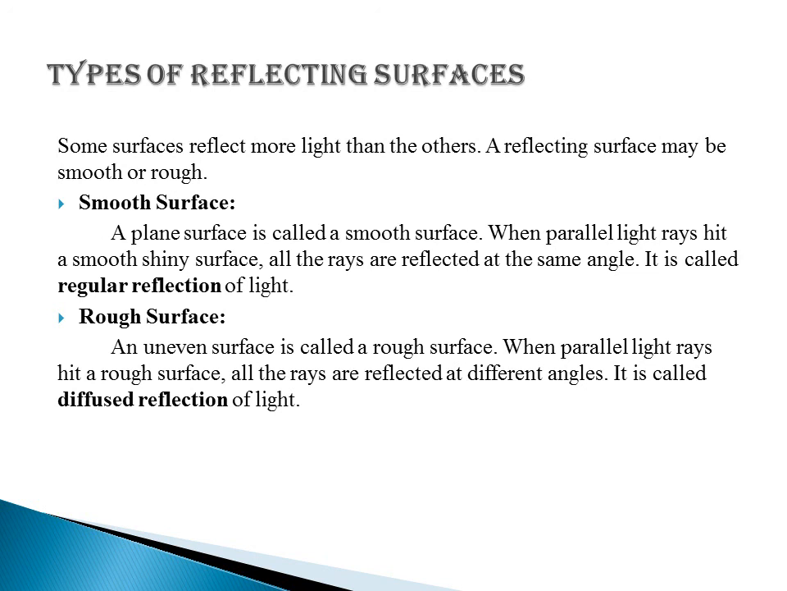Second one is rough surface. An uneven surface is called a rough surface. When parallel light rays hit a rough surface, all the rays are reflected at different angles. So these two points are opposite to each other: in a smooth surface all the rays are reflected at the same angle, but in a rough surface all the rays are reflected at different angles. It is called diffused reflection of light.